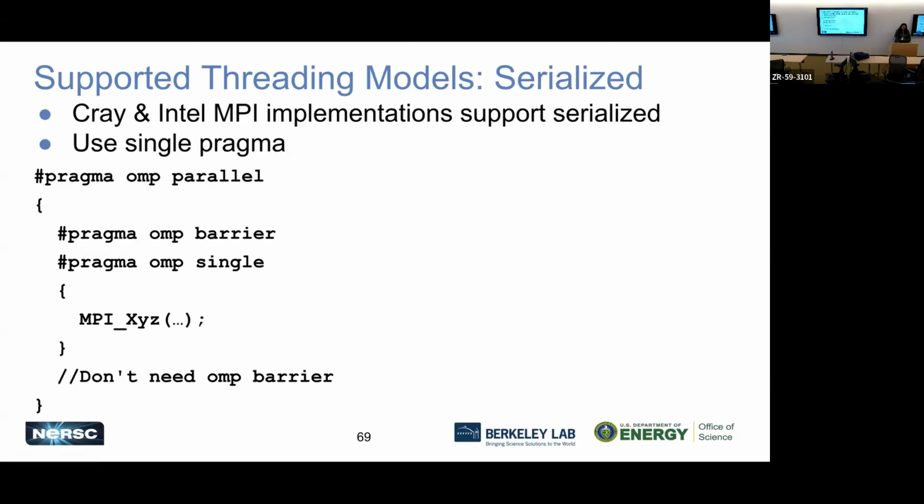Okay, if we're doing serialized, then we are going to want to use the single. So we're going to do a barrier, we're going to use single, we're going to do our MPI thing, whatever we're going to do, but you don't need a barrier at the end.